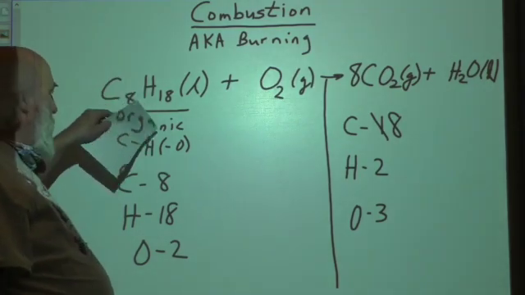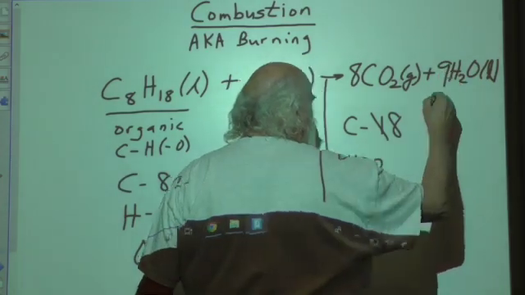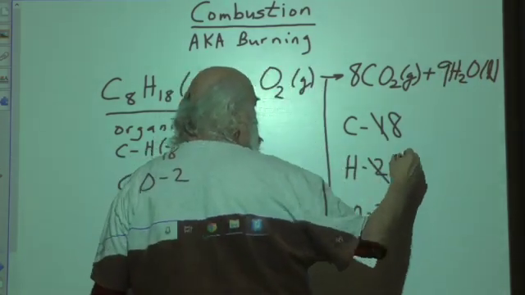We've got 18 hydrogens here. We've got 2 over here, so that means we need 9 there. And that makes that 18 right there.